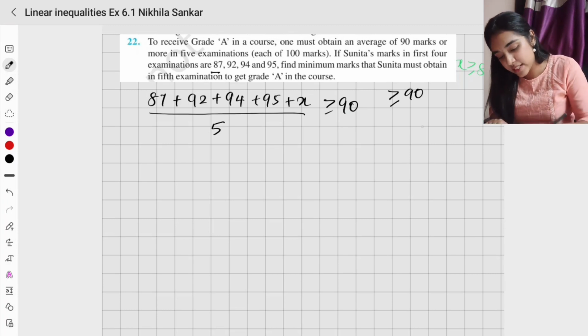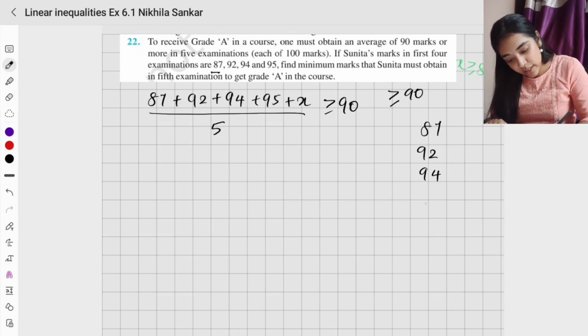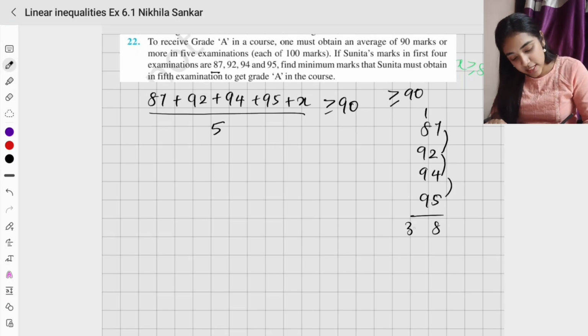இப்போ cross multiply பண்ணா என்ன ஆகும்? First I'll add these numbers. 87, 92, 94, 95. 7 plus 2, 9. 9 plus 4, 13. 13 plus 5, 18. 1. 9, 9, 9, 9. 9 4s are 36. 368.